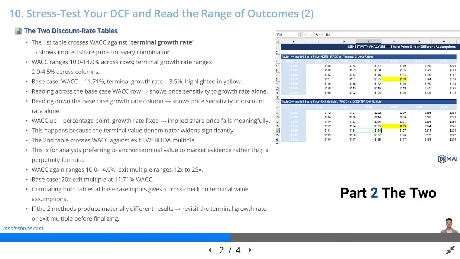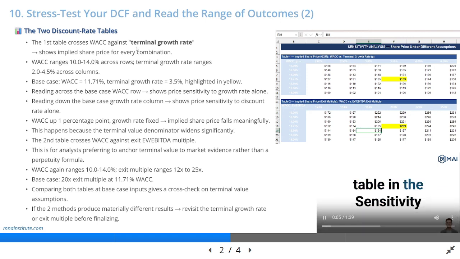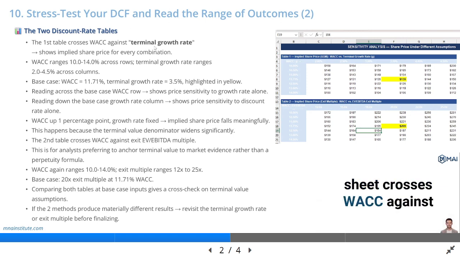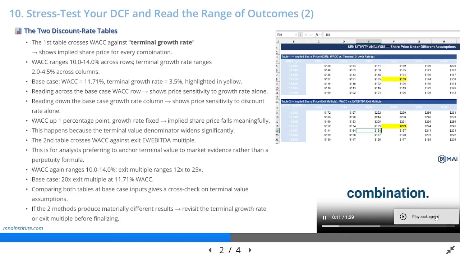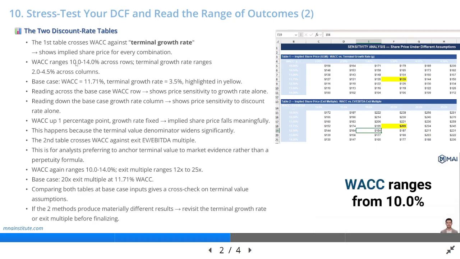Part 2. The two discount rate tables. The first table in the sensitivity sheet crosses WACC against the terminal growth rate and shows the implied share price for every combination. WACC ranges from 10.0% to 14.0% across the rows, and the terminal growth rate ranges from 2.0% to 4.5% across the columns. The base case sits at WACC of 11.71% and terminal growth rate of 3.5%, highlighted in yellow.